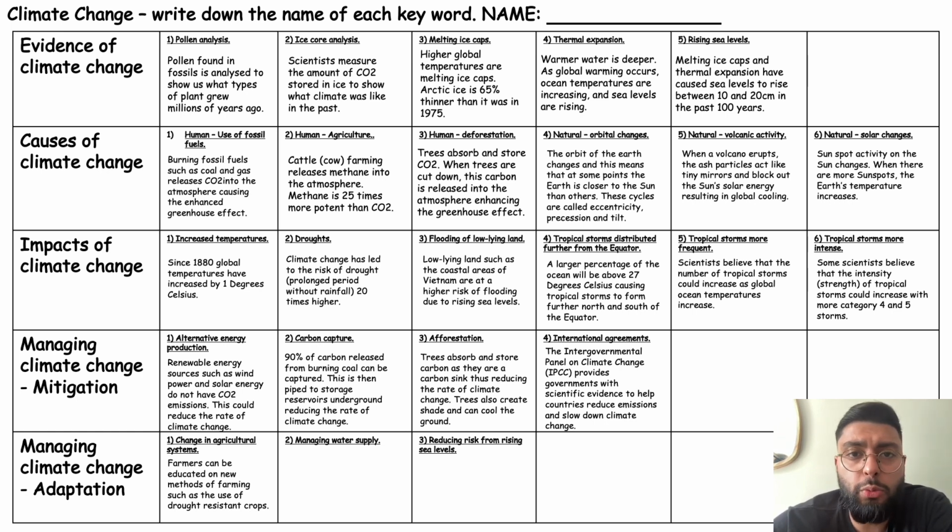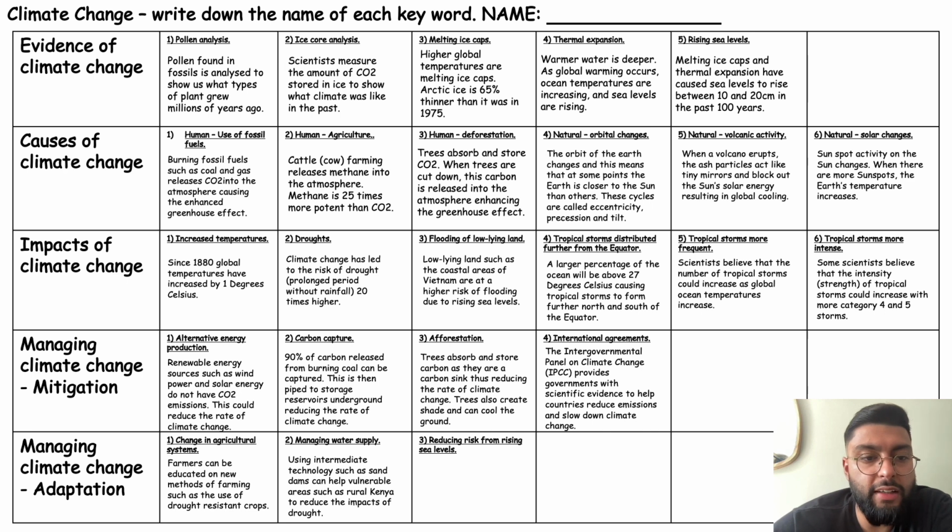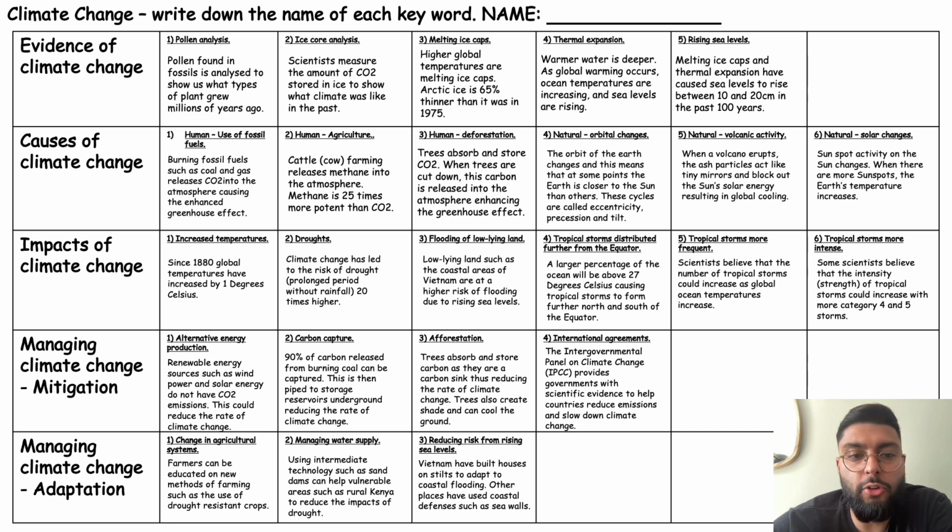We can also manage water supply as well, so think really carefully about how we use water. So using intermediate technologies such as sand dams in Makueni County in rural Kenya. We can help people in poverty to reduce the impacts of drought by learning to sustainably store and use fresh water. And finally, reducing the risk from rising sea levels in Vietnam and other Southeast Asian countries like Indonesia.